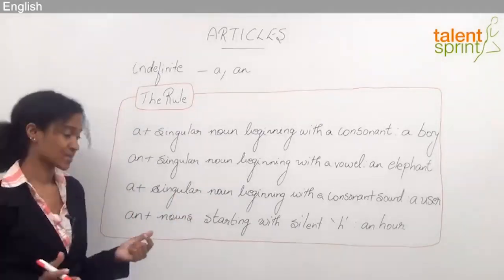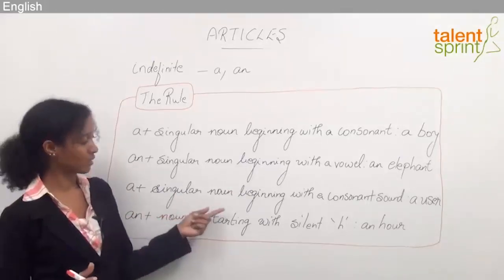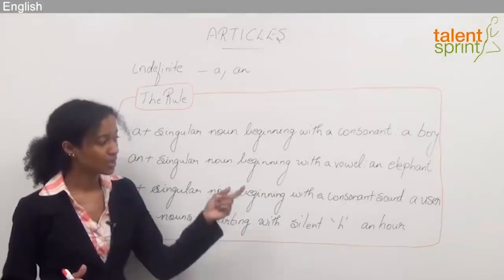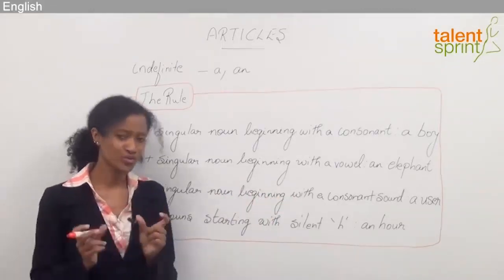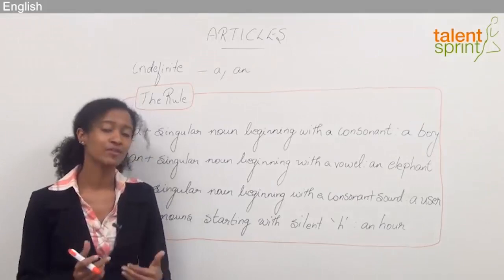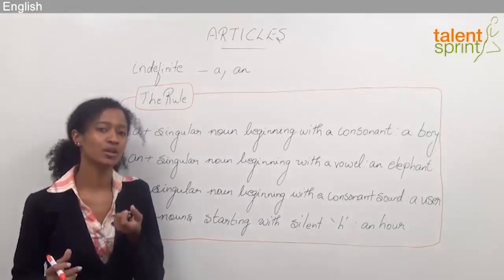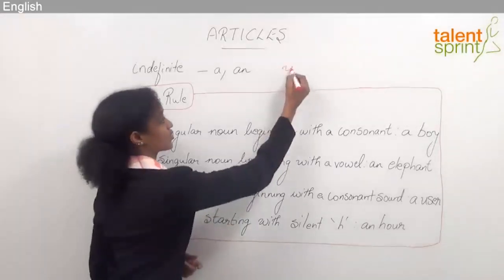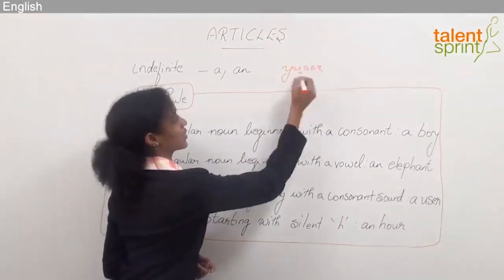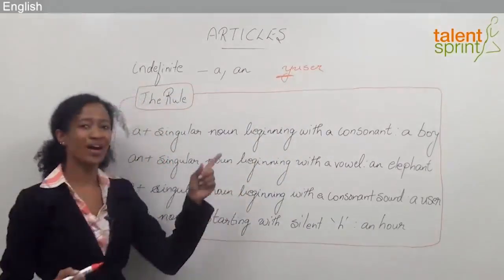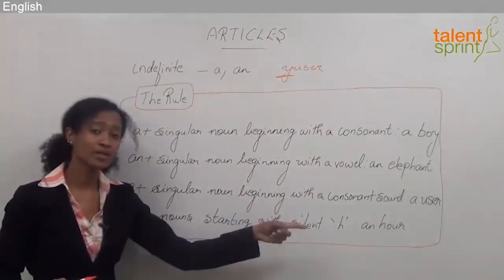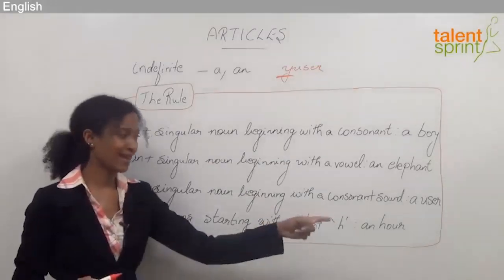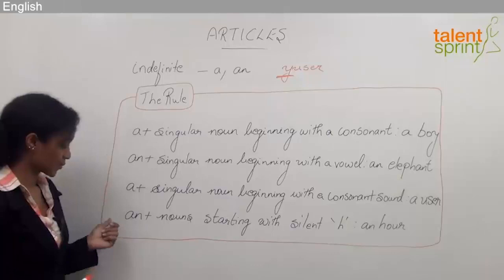But there are exceptions. A plus singular noun beginning with a consonant sound. So what's a consonant sound? A user. If you look at that word user, though it begins with a vowel U, it has the sound as in Y. User. So it takes up the consonant sound Y. So that's why even though it begins with a vowel U, I will add a in front of it and not an. Let's take a look at other exceptions.